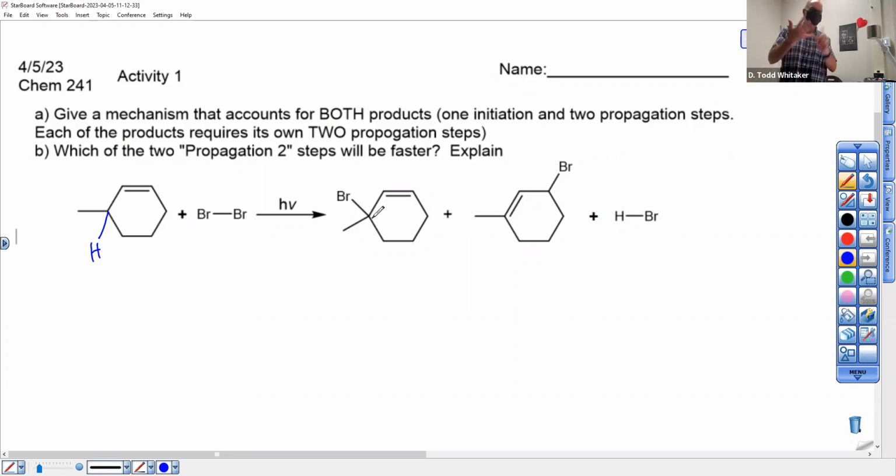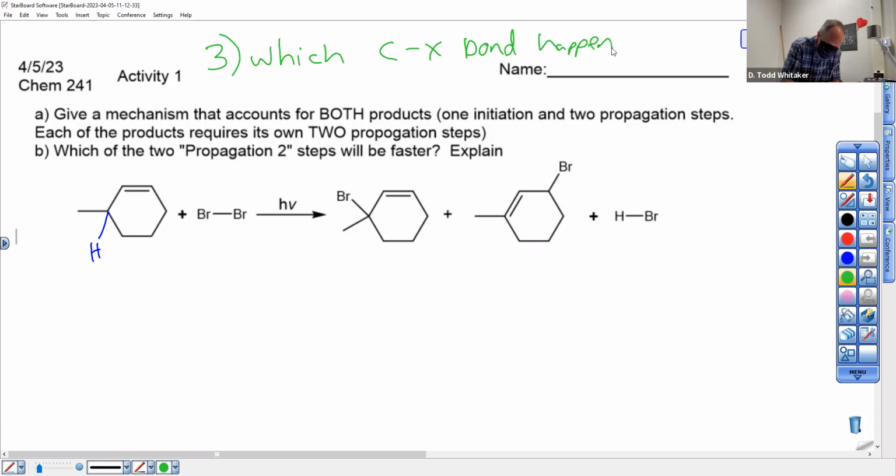So which HX forms fastest? We don't care. There's only one HX here. Which CH bond breaks fastest? We don't care. There's only one CH bond breaking here. Question 3. Which CX bond happens fastest? Happens fastest. We're going to do some research.